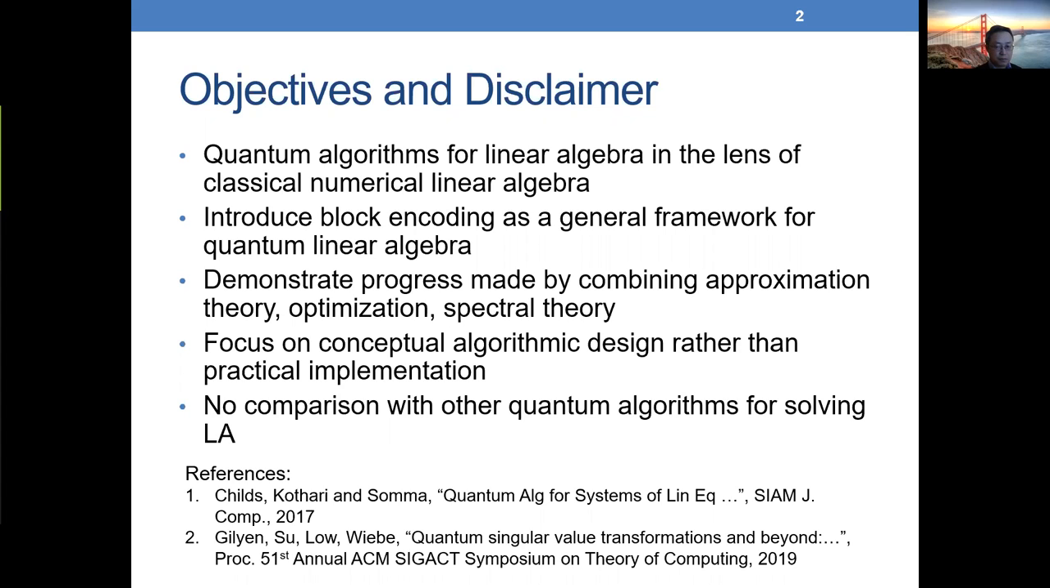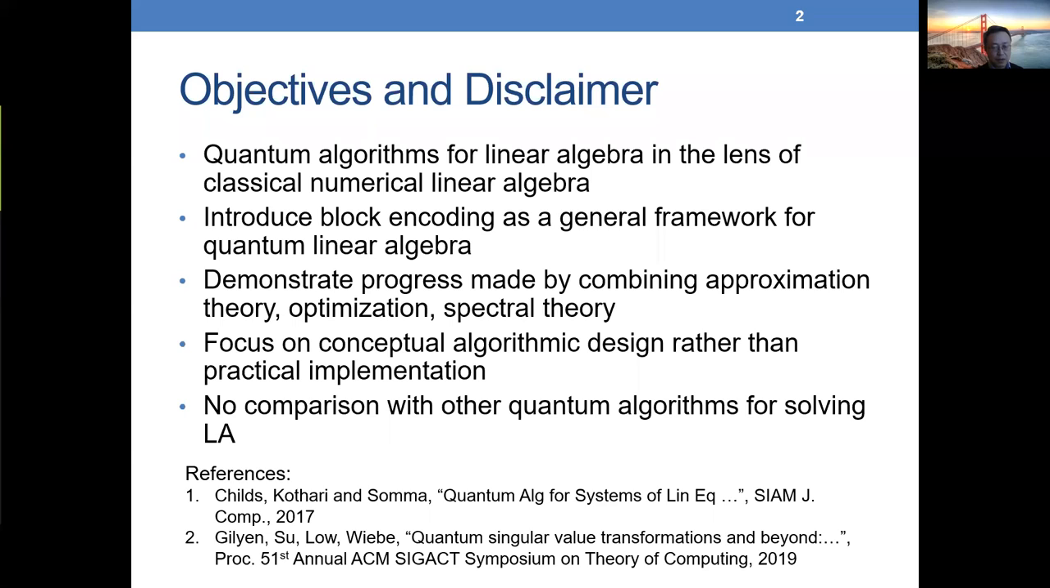My talk takes material mostly from two papers. One is a paper by Childs, Kothari and Somma that appeared in SIAM Journal on Computing in 2017, about quantum algorithms for solving systems of linear equations. The second one is by Gilyén, Su, Low and Wiebe. It's a more recent paper on quantum singular value transformation and beyond.